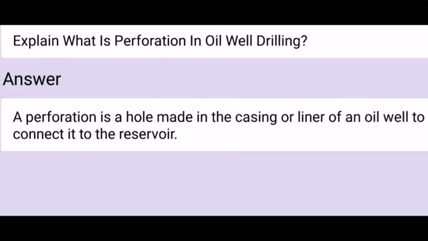Explain what is perforation in oil well drilling. A perforation is a hole made in a casing or liner of an oil well to connect it to the reservoir.